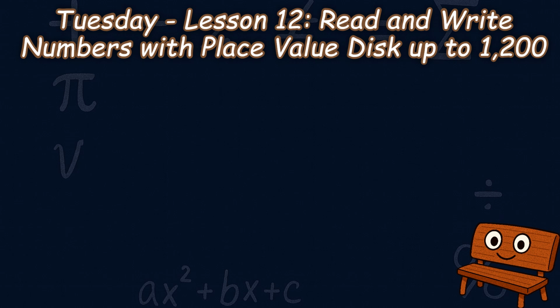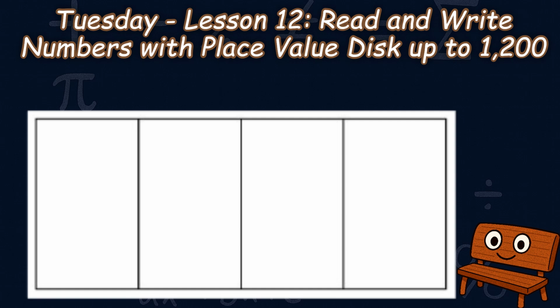On Tuesday, we have Lesson 12, Reading and Writing Numbers with Place Value Disks up to 1200. We will continue to do the same thing as the day prior on Monday, but for Tuesday, we will be using the thousands place now for our chart.